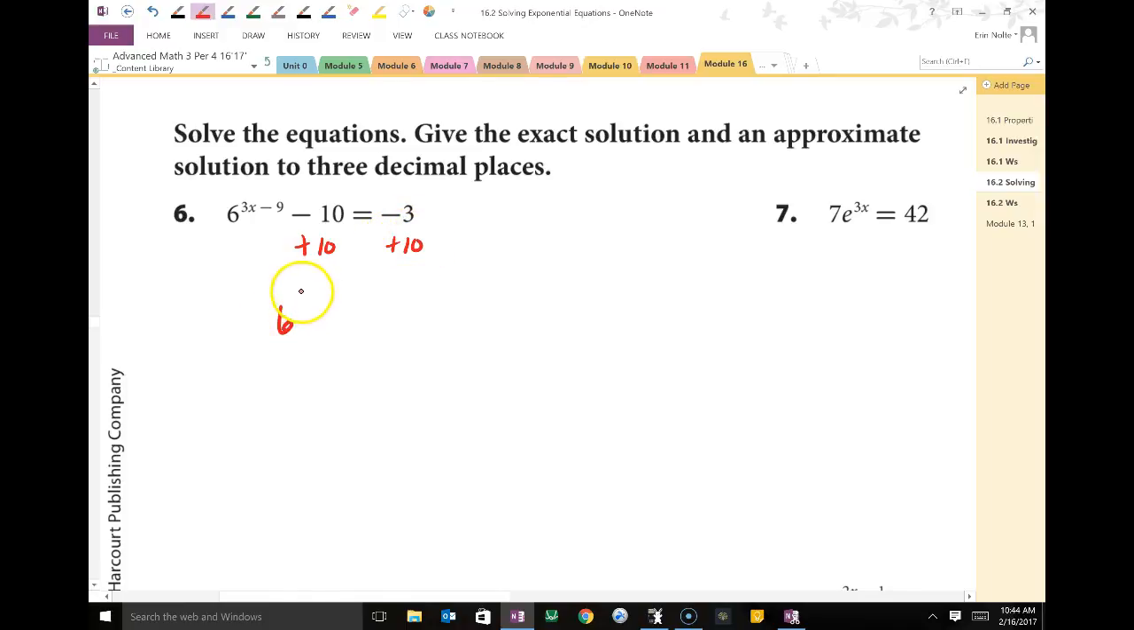So we have 6 to the 3x minus 9 equals 7. Now this is in its most simplified exponential form. I have a base, I have an exponent, and it's equal to the other side. So what I'm going to do is simply convert to the other form. If I'm in exponential form, I'm simply going to convert it to logarithmic form. Pop quiz. What's the logarithmic form of this?